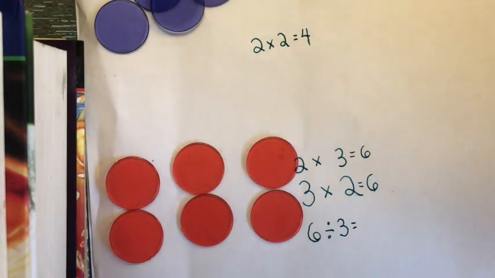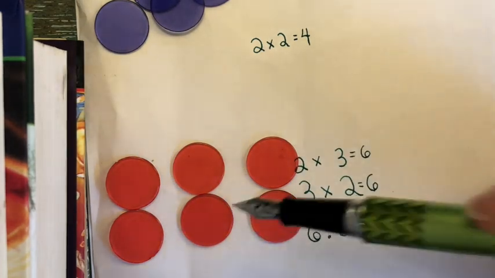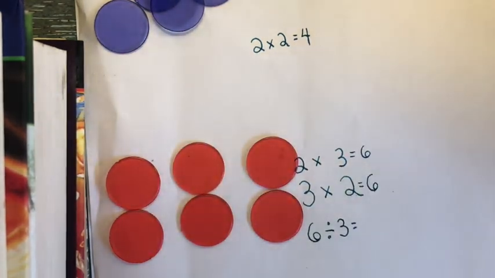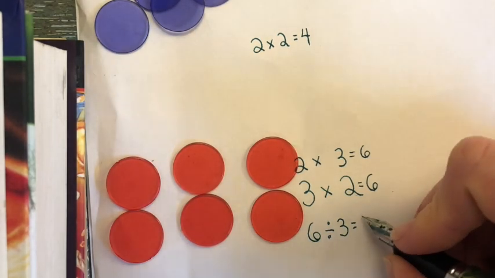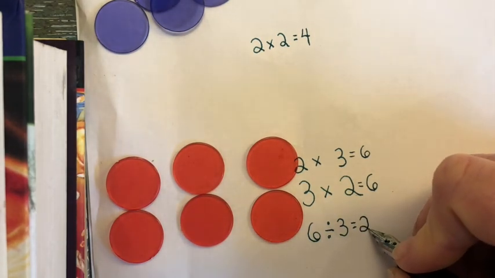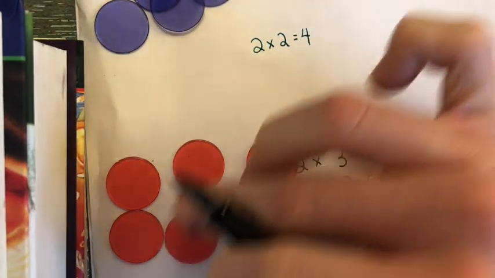Okay, and then how many counters are in each group? 1, 2 in that group, 1, 2 in that group, and 1, 2 in that group. So if you take 6, and you divide it into 3 equal groups, there's going to be 2 counters in each group. I could also see it another way.